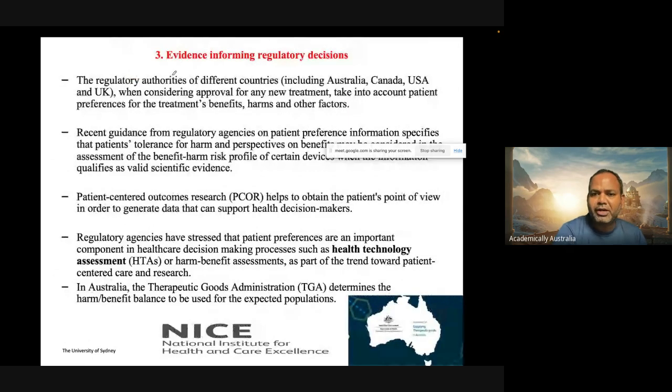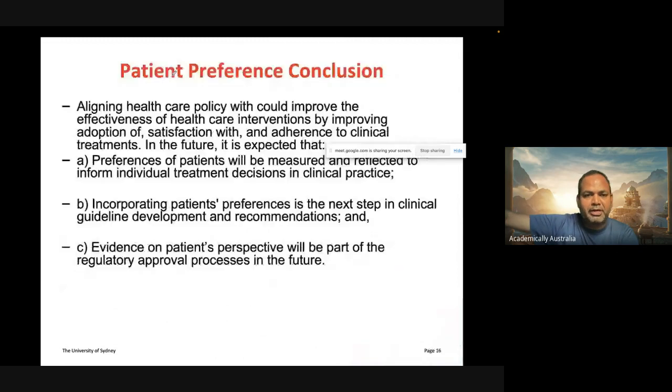And evidence for informing regulatory decisions, as I told, there are nice guidelines in the UK and Australia also. Many other countries use health technology assessment (HTA), and they see the harm and benefit of this, and then they give the approval. The same goes for the TGA in Australia, but in India, the CDSCO is not yet taking any consideration for this. In future maybe they will also follow, because all high income countries nowadays are following the patient preference data, and then they give the approval for the medication or decline the medication approval.